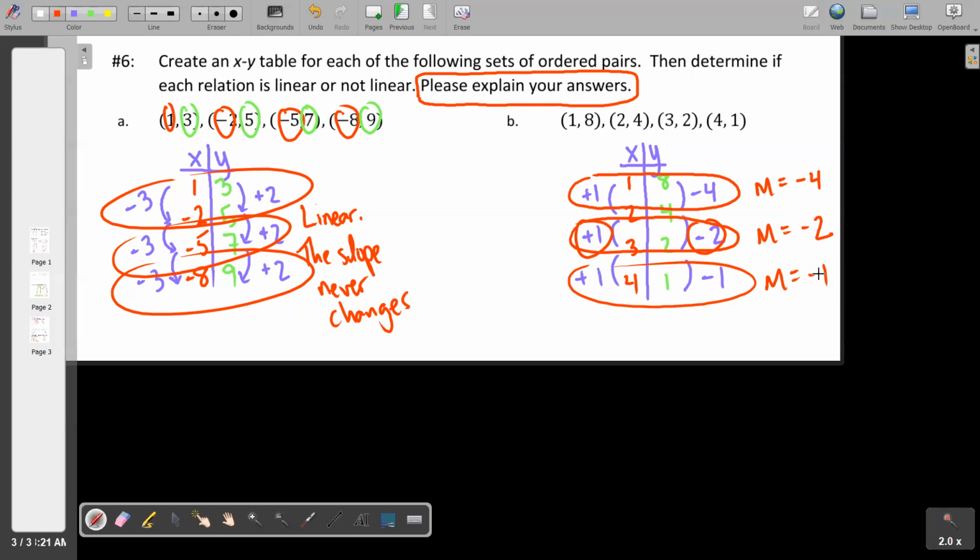And you see that the slope is constantly changing, right? That means it's not a straight line. It can't be a straight line and have different slopes at different places, right? Doesn't work that way. So this one, I would say, not linear.